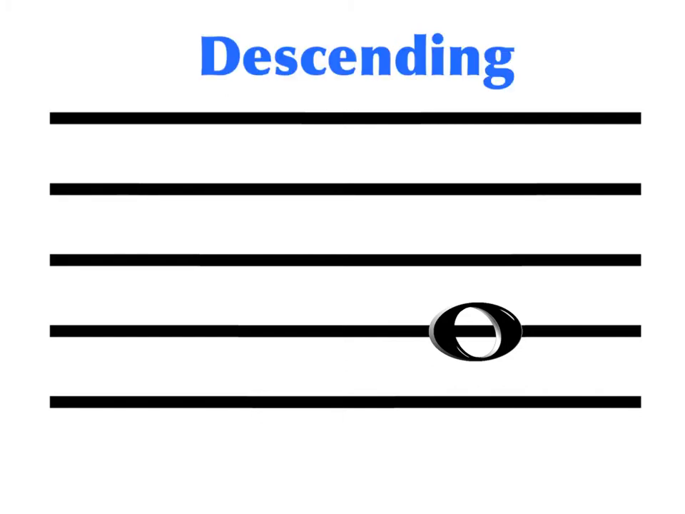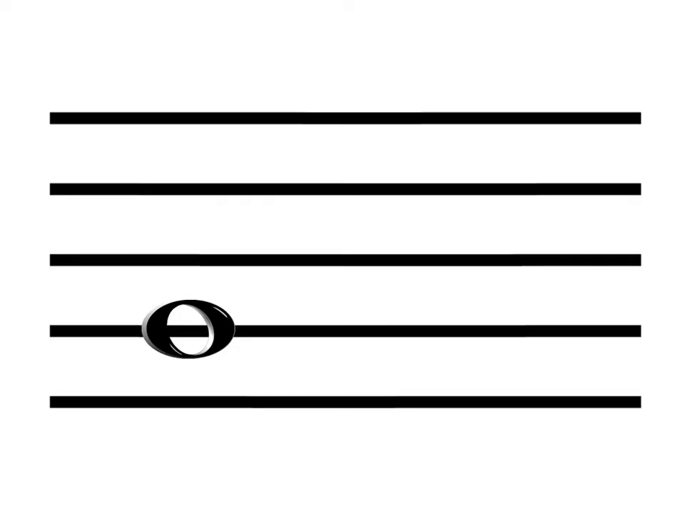Sometimes a series of musical sounds ascend or descend little by little or step by step. When we want to write notes to show sounds that ascend or descend step by step, we write them on the staff following a pattern going from line to space to line to space, and so on.